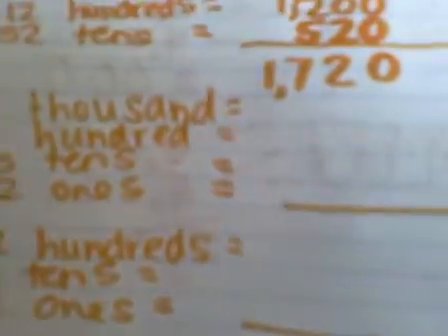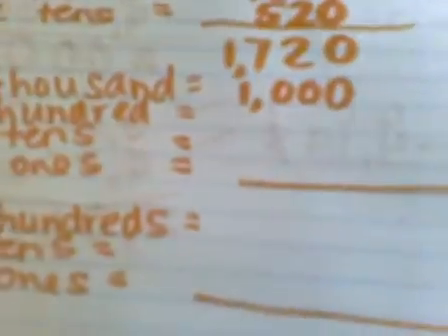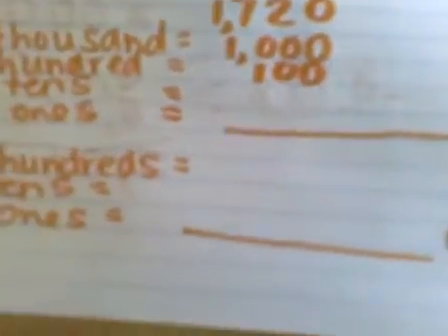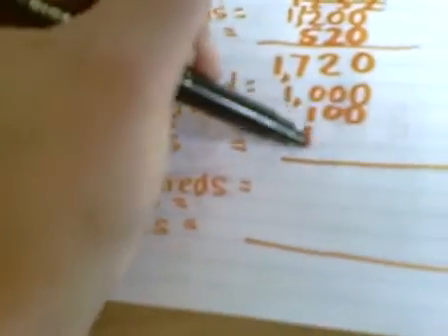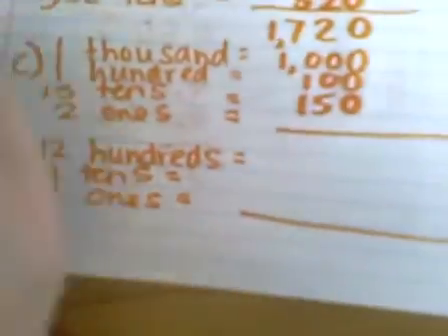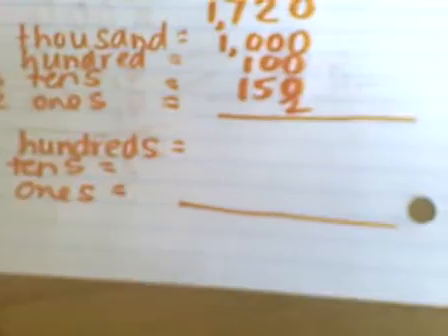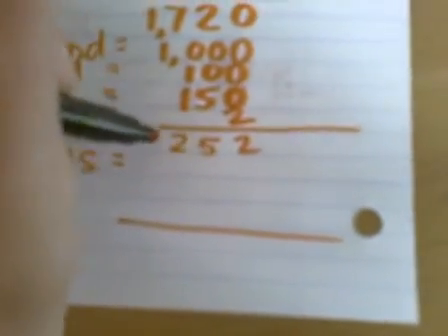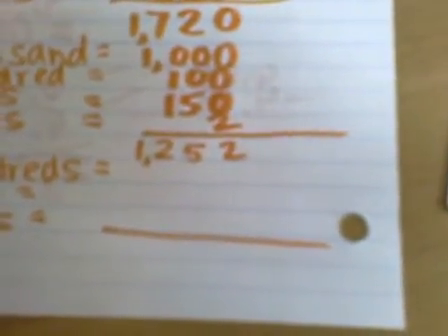Let's look at C. 1,000 is equivalent to 1,000. 100 is equivalent to 100. 15 tens equals 150. 2 ones. So let's take a look. This is very, very similar to option A. So we get 1,252 when we add those up. That is equivalent. So we're going to eliminate it because we're looking for which ones are not equivalent.